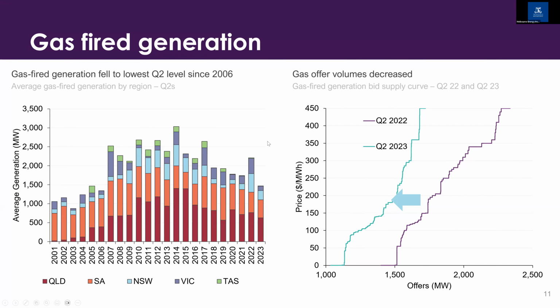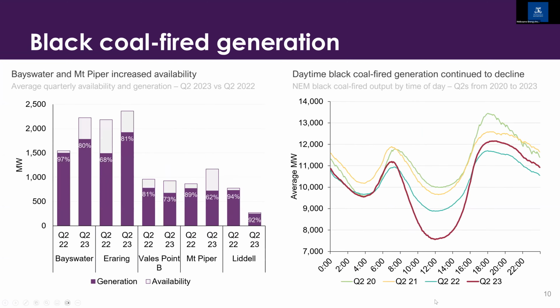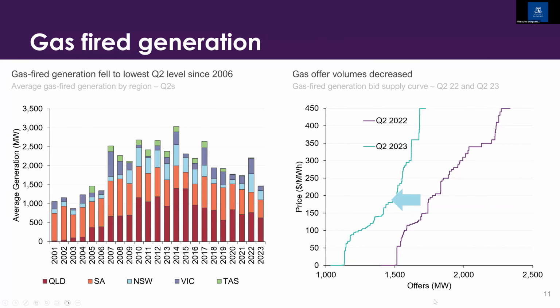Okay, right. Correct. That's sort of what it's trying to point out here, in that in general, and as you can see in this chart here, there's less gas offered because of lower prices. It's a bit of an unusual one that last year there was just so much gas output.